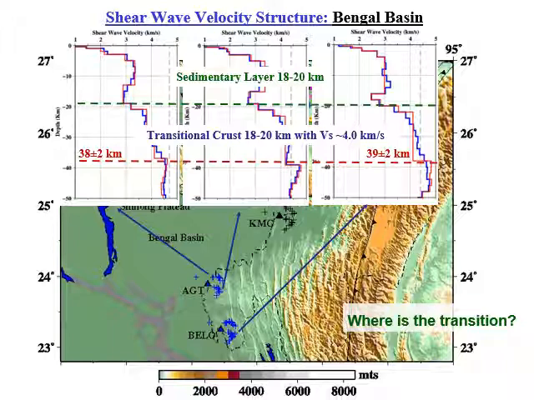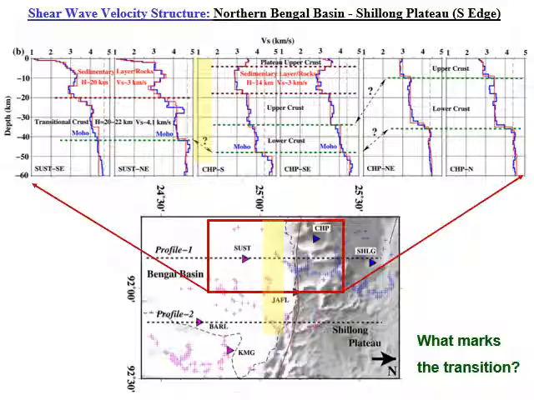Now the question that we ask is, where is the transition between the downfaulted continental crust that we saw south of the Shillong Plateau and this transitional crust that we see in the Bengal Basin? The answer to that question can be found in the velocity structure across the southern edge of the Shillong Plateau. What I am showing you here are the velocity structures for the stations on the Shillong Plateau, Cherrapunji, which is looking both north and south, and the station which is in the Bengal Basin, SUST.